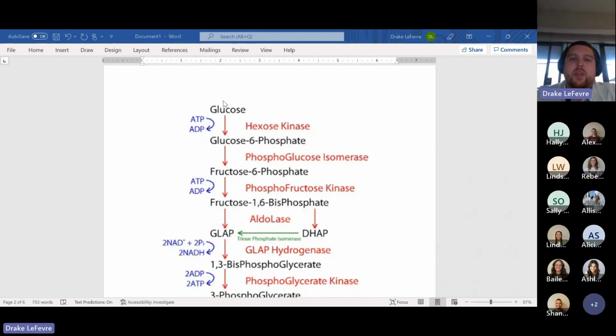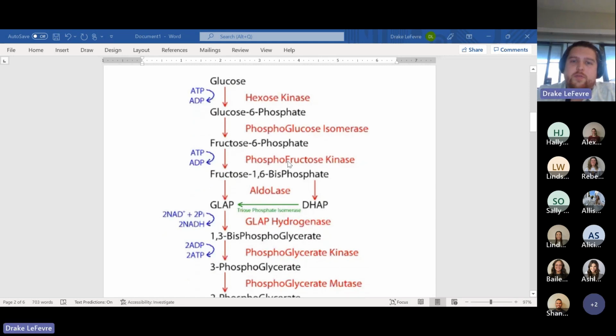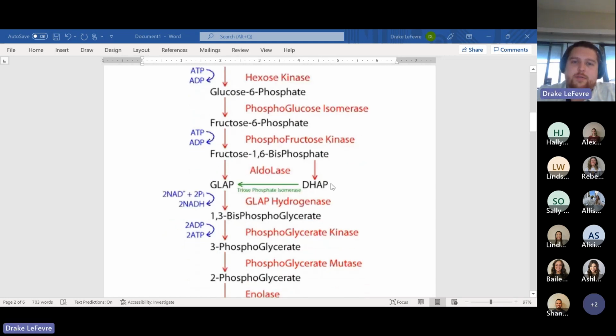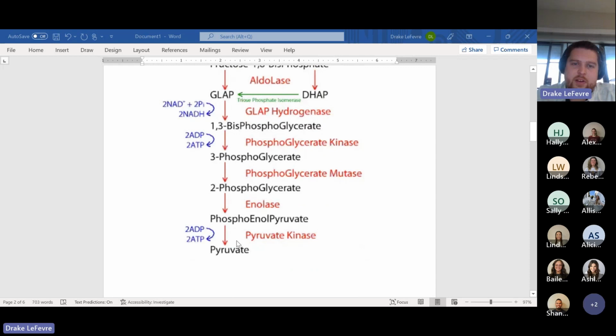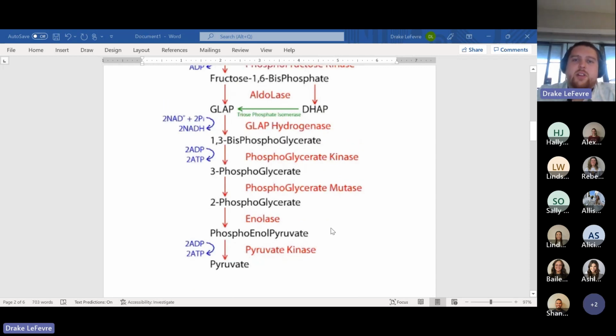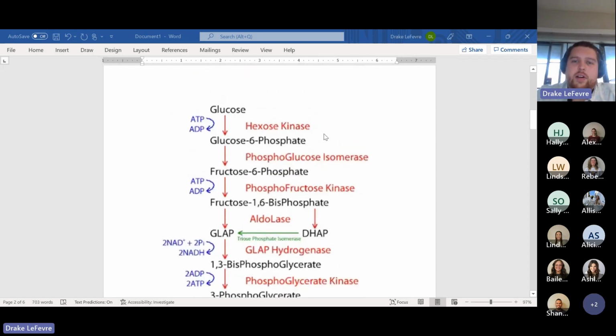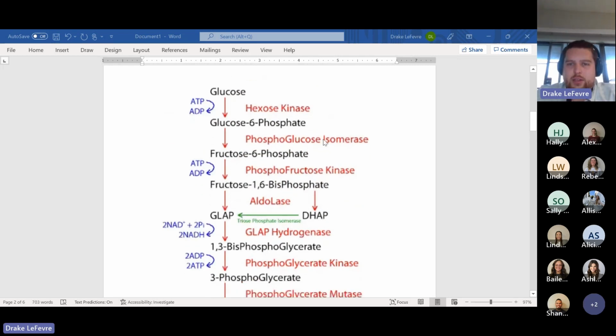So you can literally see hexokinase adds a phosphate. Phosphofructokinase adds a phosphate. Phosphoglycerate kinase just adds another phosphate. The pyruvate kinase, again, adds a phosphate to get us to pyruvate. So literally all the kinases do is add phosphates to what we're working with. What about isomerase? What's the function of an isomerase?